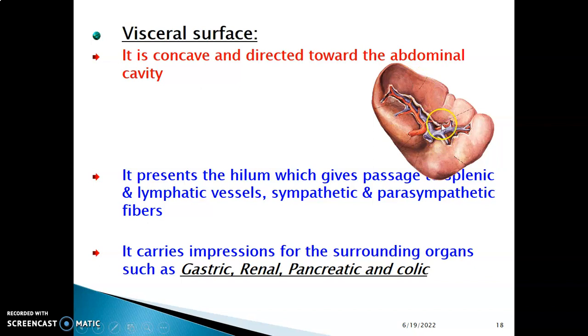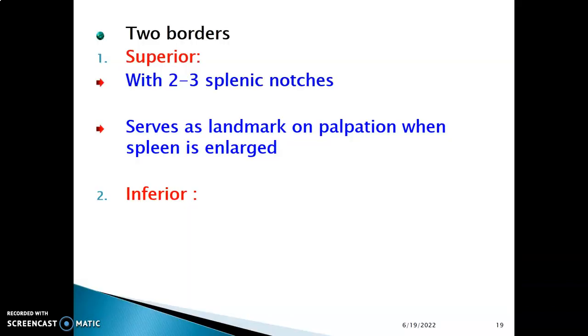The visceral surface of the spleen also has impressions for other organs. Posteriorly, you have the left kidney and left suprarenal gland. Anteriorly, the visceral surface has a groove for the stomach, and inferiorly, you have the groove for the splenic flexure of the colon. At the hilum, the spleen is usually grooved by the tail of the pancreas. Those are the relations or impressions on the visceral surface of the spleen.